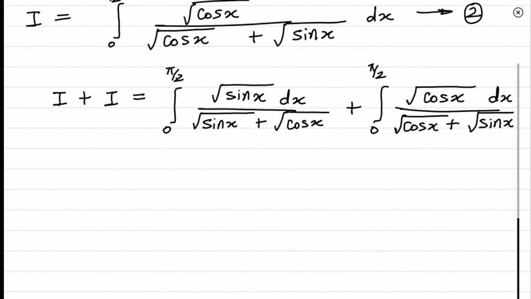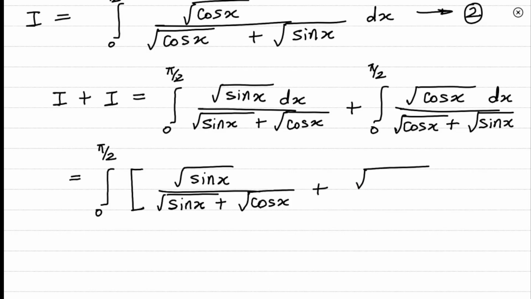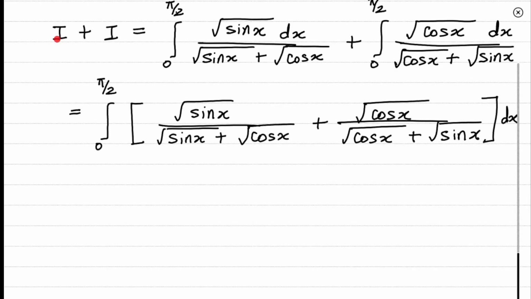Now since the limits of these integrals are same, you can actually just write a single integral and combine those functions. So you have 0 to pi by 2. So you can just write a single integral, and inside of that bracket you can write square root of sin x divided by square root of sin x plus square root of cos x plus square root of cos x divided by square root of cos x plus square root of sin x, and whole thing is getting integrated with respect to x. Okay, on the left hand side, I plus I, we have 2 times I.